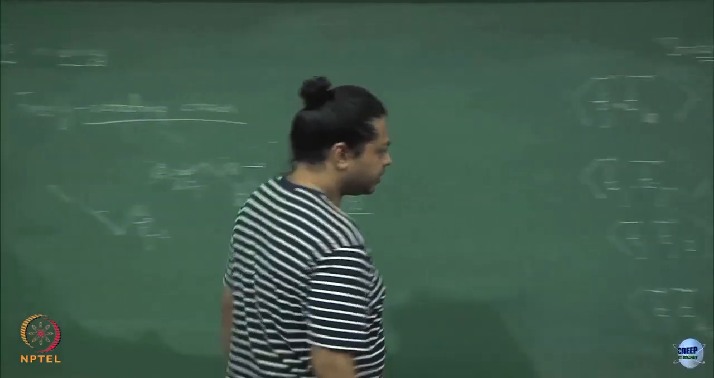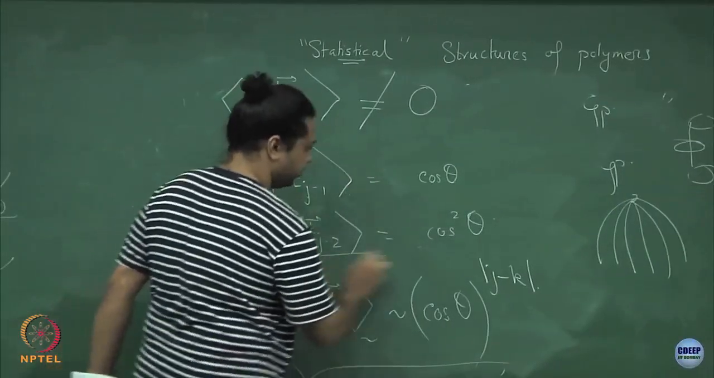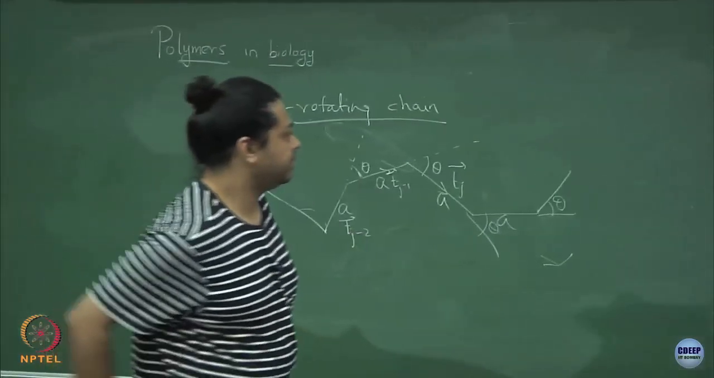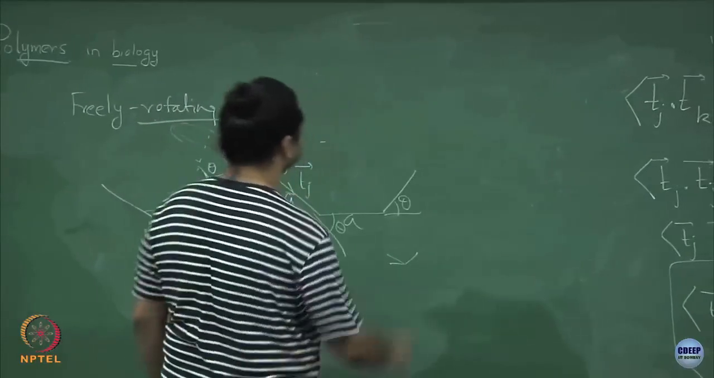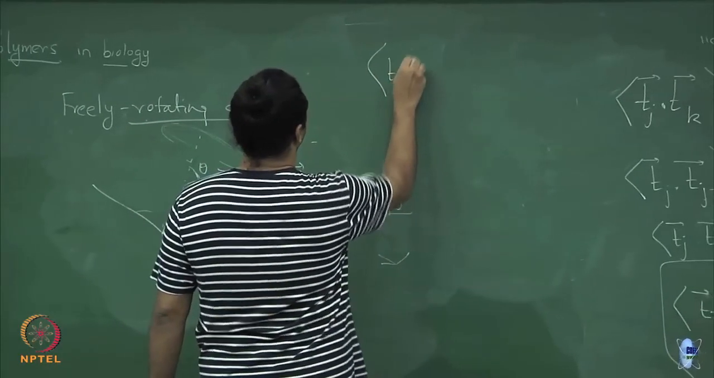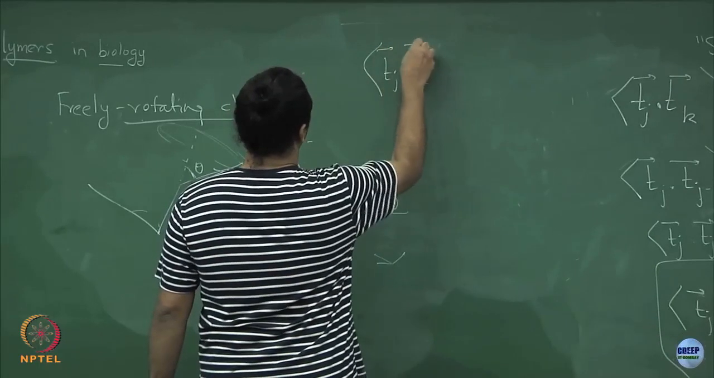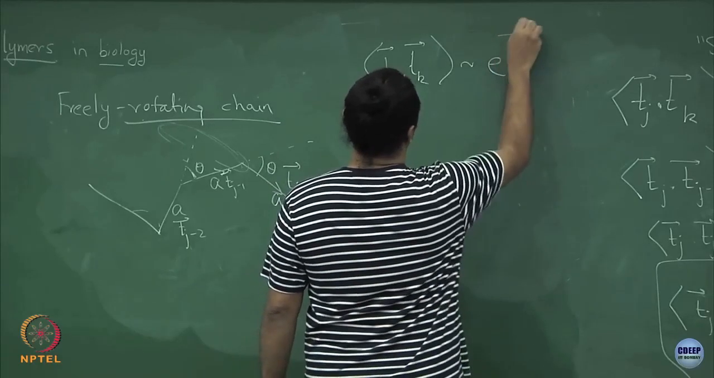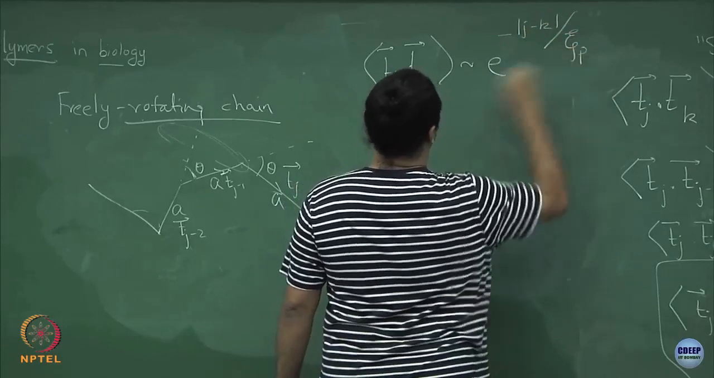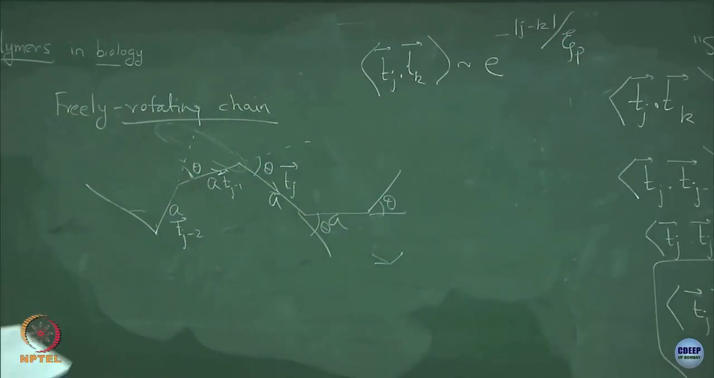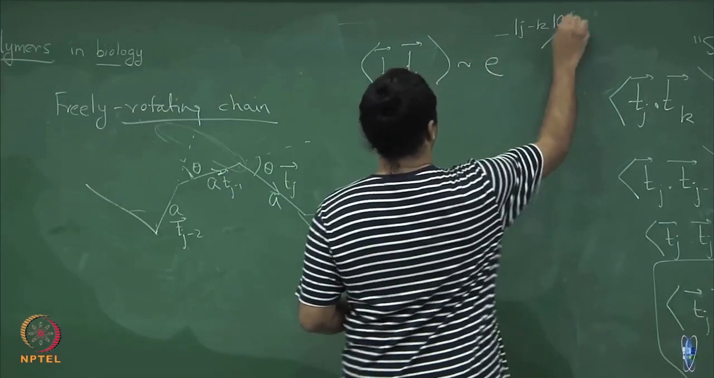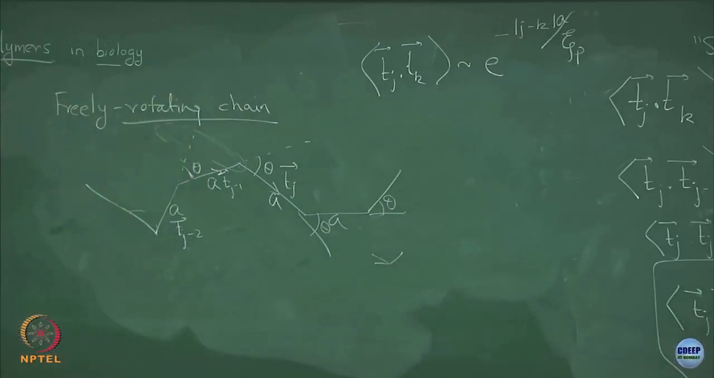Okay. So, then the tangent-tangent correlation looks like this in this sort of a freely rotating chain. On the other hand, in order to define my persistence length, what I claim is that my tangent-tangent correlations Tj dot Tk should decay as e to the power of minus (j minus k) by xi p, right. Actually, if these are indices, then I should write (j minus k) times a in order to get a length as the persistence length dimensionally.